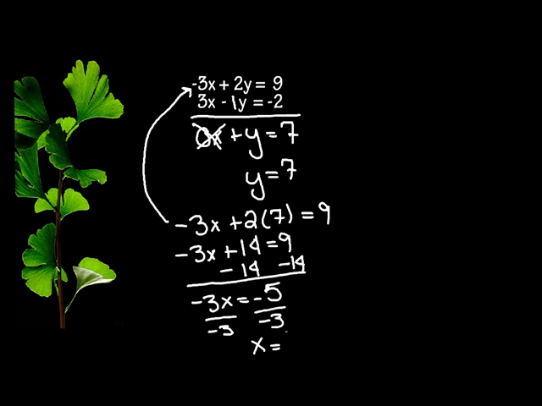So x equals, now a negative divided by a negative is a positive. So I get 5/3. Now some of you are worried about that fraction, but let's make sure that it works. It checks. It doesn't matter which equation I use to check because x is 5/3 and y is 7 will make both of these true. But we'll use the second one here.